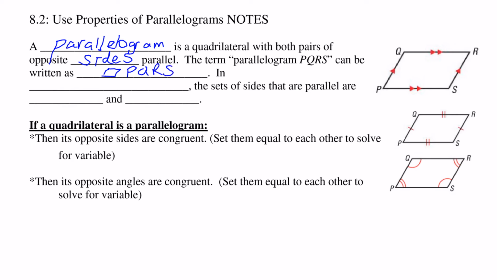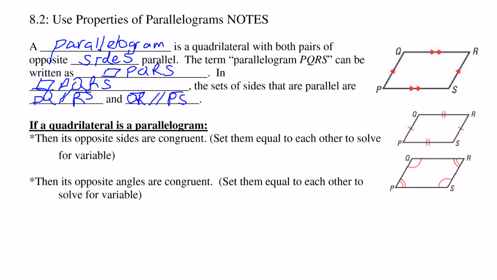So in parallelogram PQRS, the sets of sides that are parallel are side PQ is parallel to RS, and QR is parallel to PS.